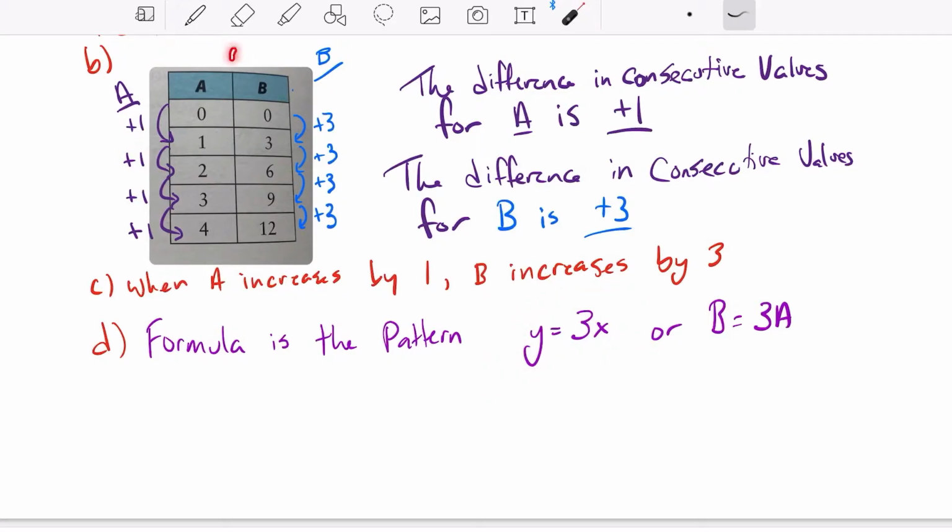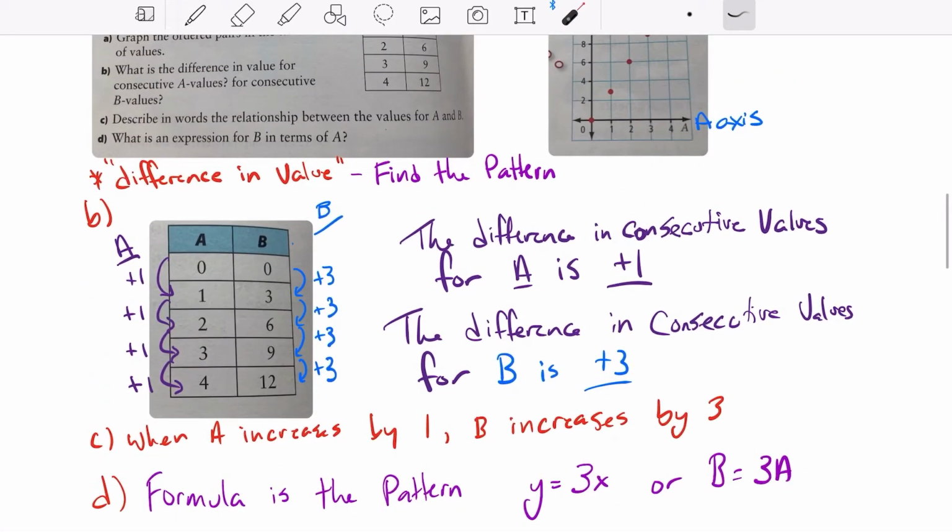Remember that when we look at the pattern, we're looking at the y value in the second part of the table. We're looking for the pattern in this part of the table. So remember that we use this pattern number right here, and then we put it beside the x. Or in this case, we would say B equals 3A, because it was asking you to write an expression for B, which is why it's B, or y equals, right? So B equals 3, that's the pattern, 3 times A, or 3x, like what we were doing last unit.